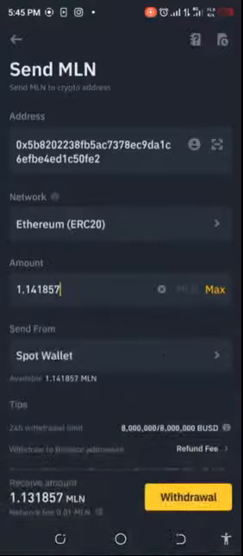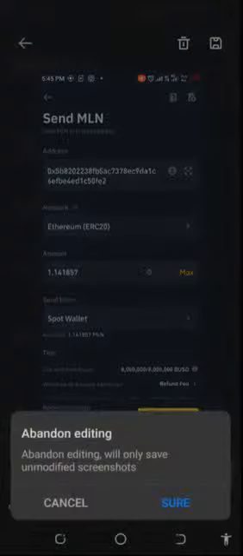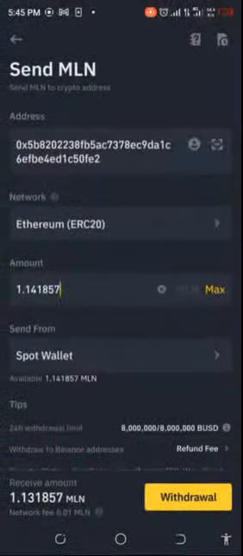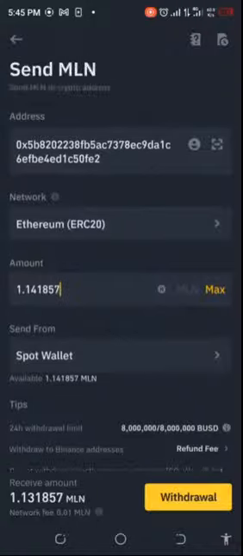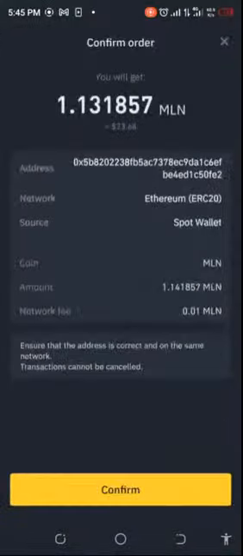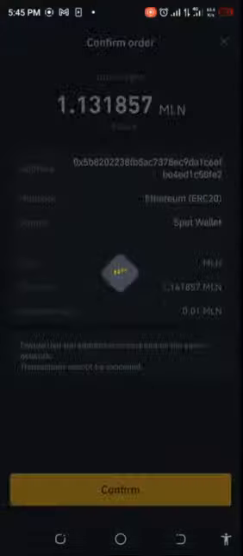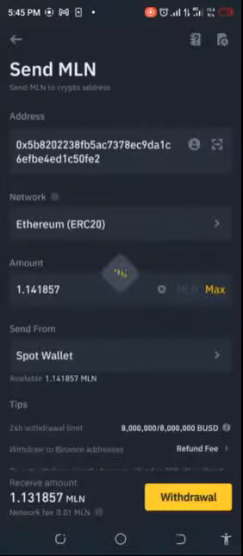So let's go ahead. I'll just take a screenshot. We're going to receive 1.13. As you can see here, we're going to receive 1.13. That is fine. It was 1.14, but they've taken out 0.01. So that's fine. Let's click on withdrawal. I'm going to do all my verifications right now, and then I will be back to give you all the results. Okay, so let's see what's happening here.